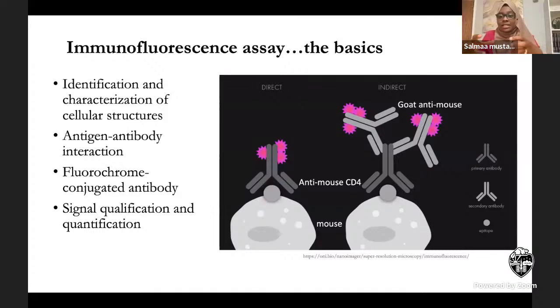Sometimes, because they're on the slide, the cells either clump together in the center or go to the corners. And when you're putting your antibody, you just put it in the center, and if it doesn't diffuse all the way, or you have clumped cells in some corners, it can affect your signal too.